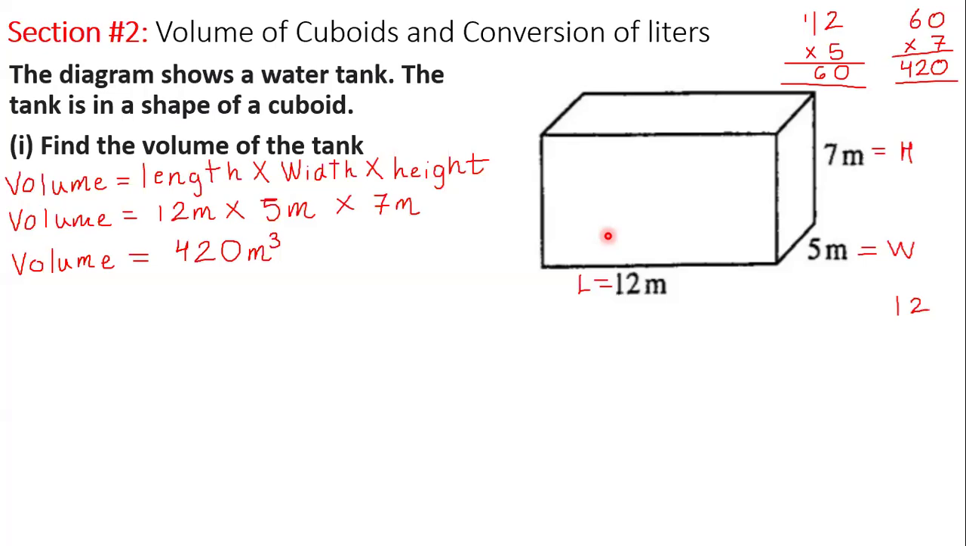Okay, so Ajani, explain how we got 420 meters cubed. What do we do? We multiply the length and the width and the height. That equals 12 meters times 5 meters times 7 meters, and that gives you 420 meters cubed.